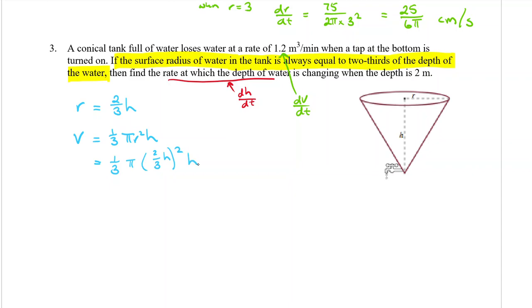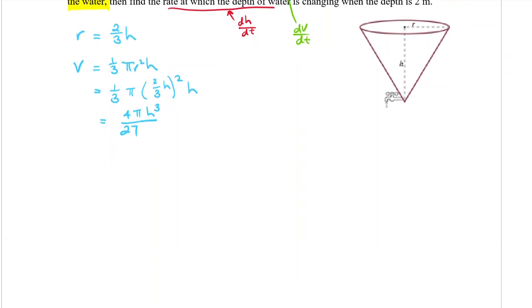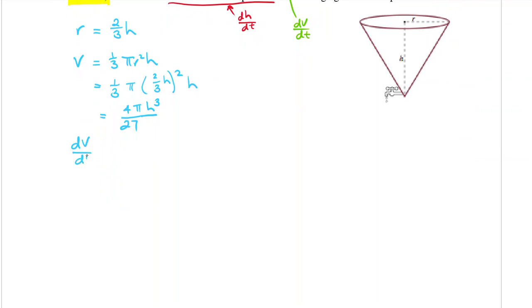All right, so this is my R squared. I've got to tidy that up. So 2/3 squared is 4/9. Times an extra third out the front would be 4/27. I have a pi on the top. I have an h squared here times another h there, so it becomes h cubed. Okay, that is much better because now I have an equation that just has two variables in it, volume and height. So I can differentiate the volume with respect to the height.